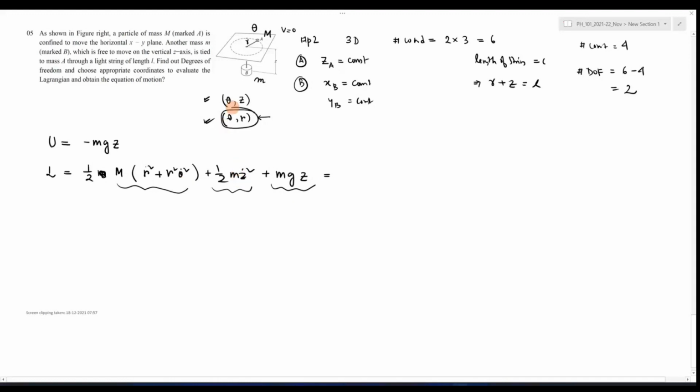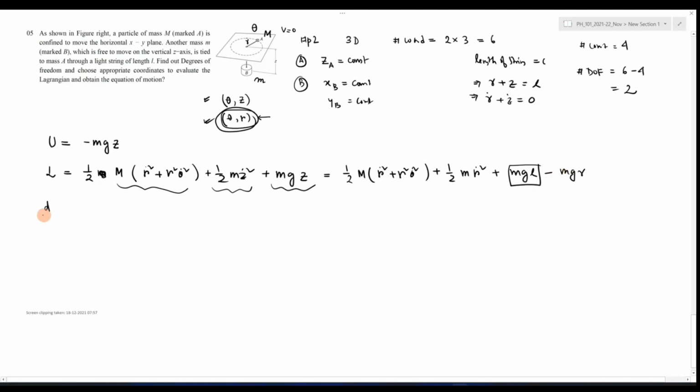Okay. Now we will simply replace this z. So you replace this: half capital M r dot square plus r square theta dot square plus half m r dot square, because r dot plus z dot is equal to 0, plus mg L minus mg r. We are replacing this z with L minus r. Because this term is an offset term in the Lagrangian, you can either neglect it or you can carry it. We can take this for your calculation.